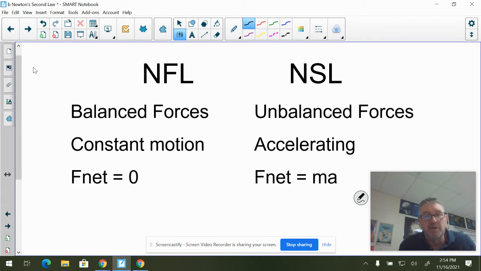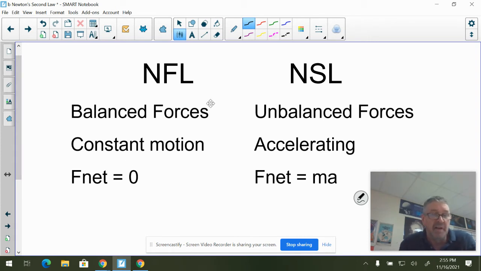Now, again, just reminding you about the difference. I like how we teach it here because we emphasize that if the forces are balanced, it's the first law. Whatever the object's doing, it's going to keep on doing it. If the object's at rest, it stays at rest. If it's moving, it keeps moving the exact same way. The net force, because they're balanced, 7 left and 7 right cancel, is 0.